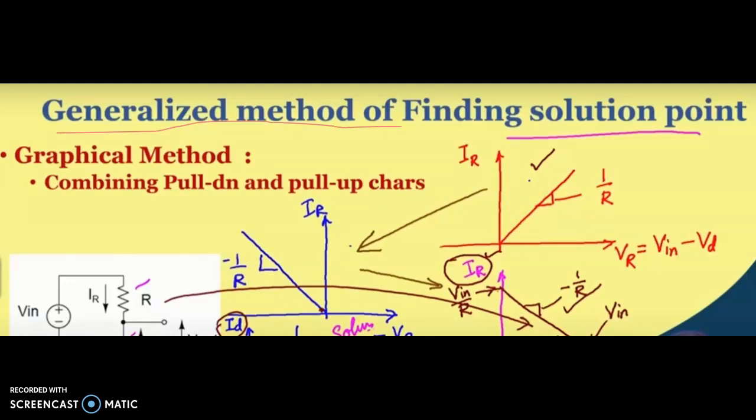Generalized method of finding the solution point. Graphical method combining pull down and pull up characteristics. Here VR equals V in minus Vd. Here in the y-axis is the resistance current, and the slope is 1 by R in this part.